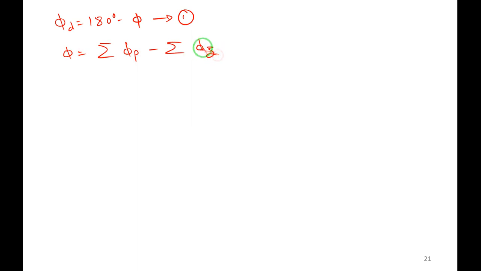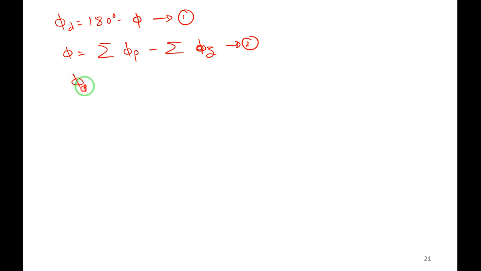Next, we'll apply the formula. Angle of departure phi d is equal to 180 degrees minus phi. Call this equation 1. And we know that phi is nothing but the sum of all the angles subtended by the poles minus the sum of all the angles subtended by zeros. We call this equation 2. So first, find out summation phi p.